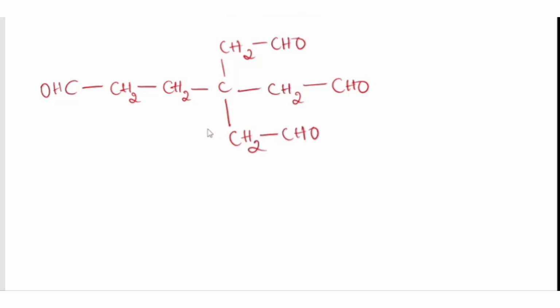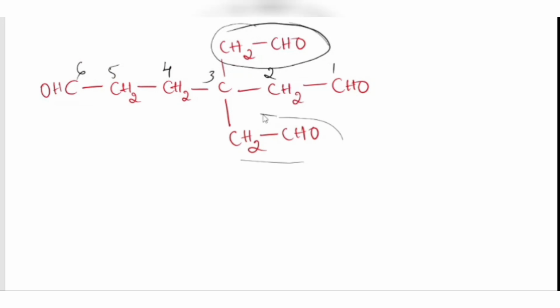In this case, what I have to do is start the numbering from this side, because these 2 groups I can take as substituents. 1, 2, 3, 4, 5 and 6 carbons are there. And here in the third position, I have 2 functional groups which are similar. That's why I have to use bis, correct? And tris, mono, bis, tris, tetrakis, we already saw that, correct?